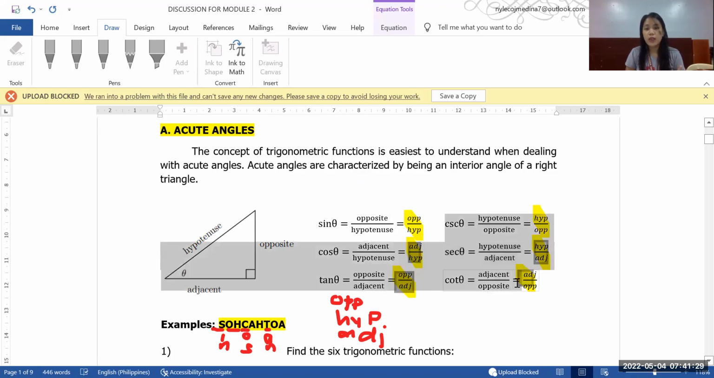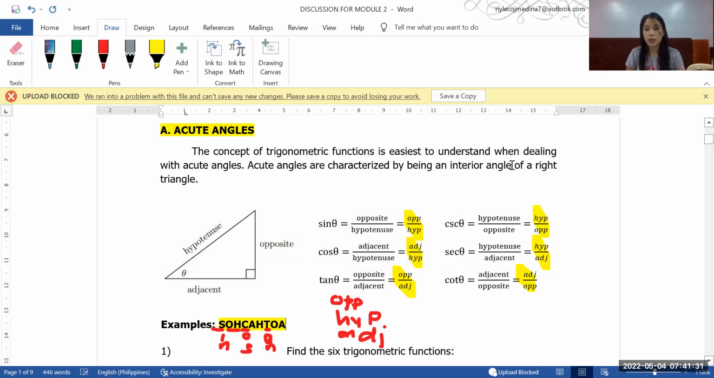Now, the following three here, on the rightmost part, are just the reciprocals of the functions on the left part. So sine, its reciprocal is cosecant. Cosine, the reciprocal is secant. And then tangent, the reciprocal of tangent is just cotangent.